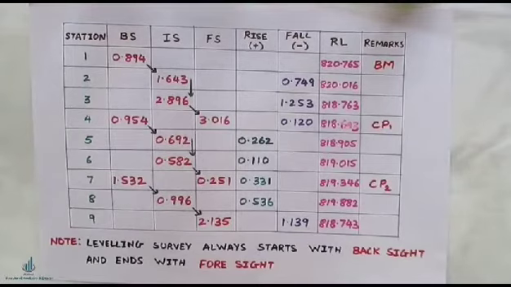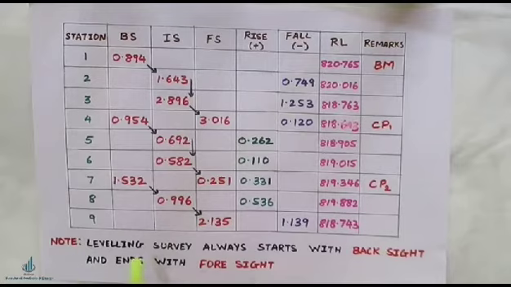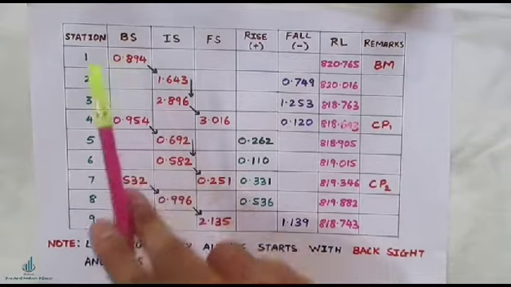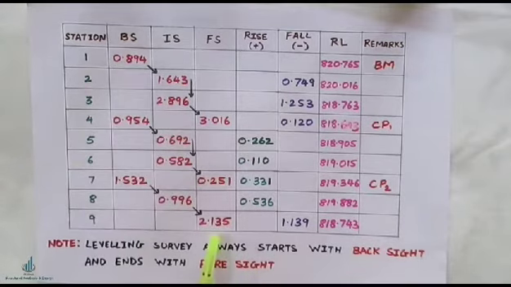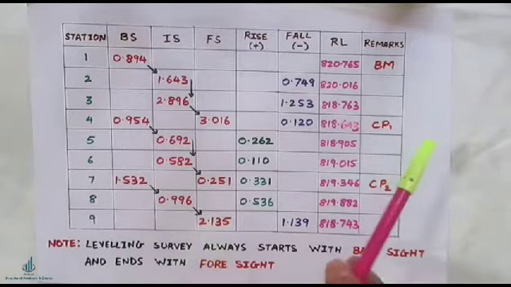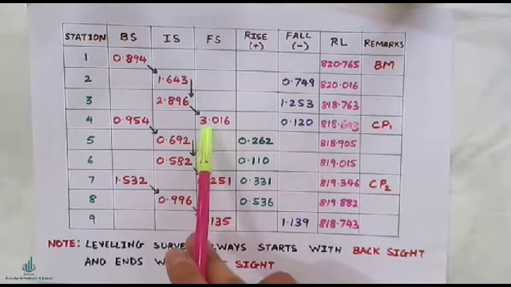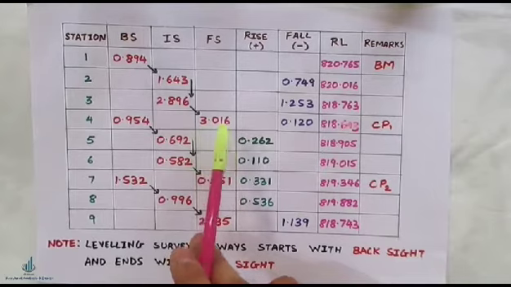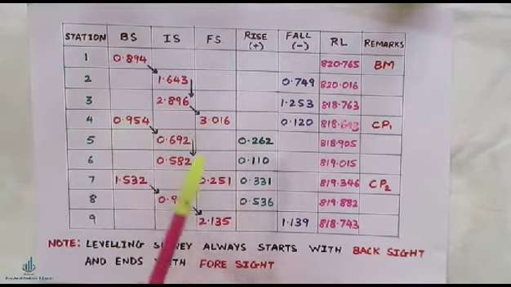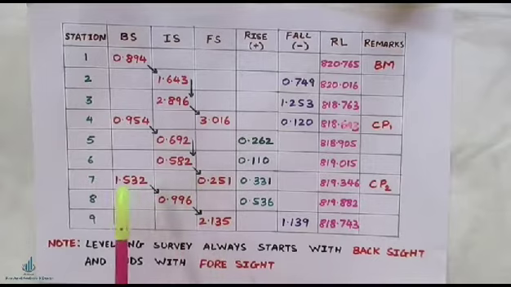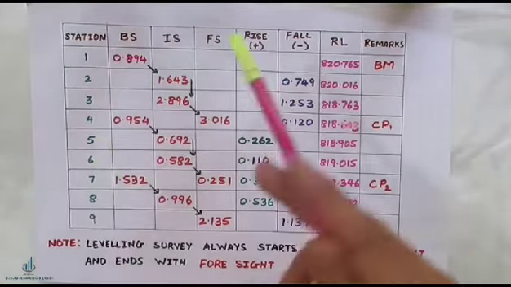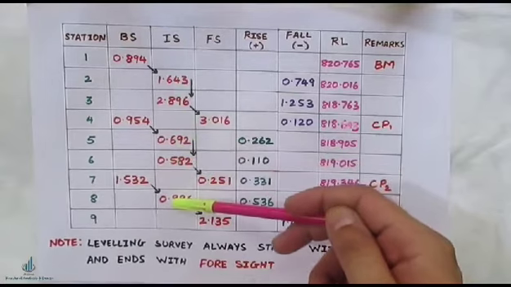So this is how the field book table looks. The survey starts here. I have written a note: a leveling survey always starts with a backsight, and ends with a foresight, so the last reading will be on the foresight. You have to always remember this. The instrument was shifted after the 4th reading, so 3.016 will be a foresight. Immediately the 5th reading will be a backsight, the 8th reading will be a foresight, and the 9th reading will be a backsight. Correct. The remaining readings will be in the intermediate sight column.